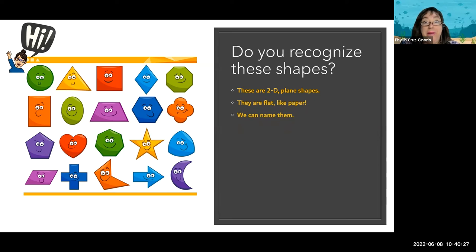We can name them. We have names for them. Not George and Steve, but circle and triangle and square. These are wonderful names that tell us what they are, but they don't describe them. We need to be able to describe those shapes. When you move into first grade, they're going to want to know, well, how do you know it's a square? How do you know it's a triangle?